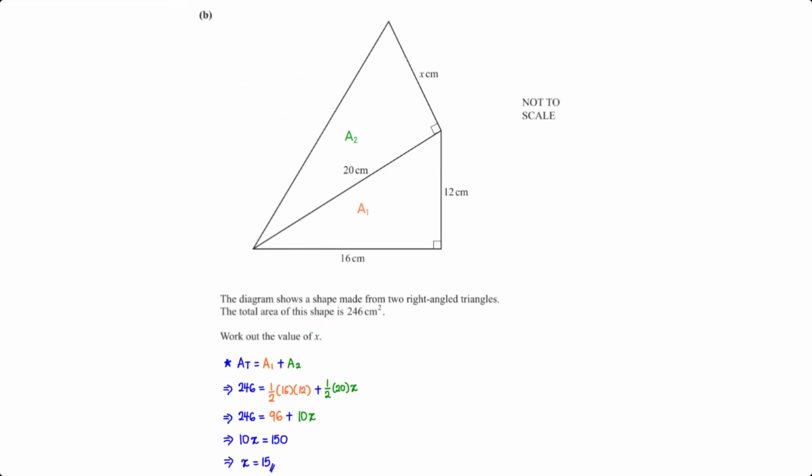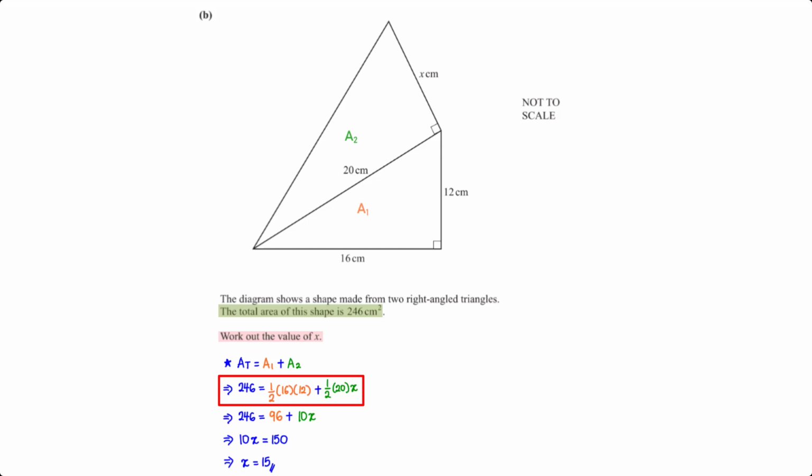The diagram shows a shape made from 2 right-angled triangles. The total area of this shape is 246 centimeters squared. Work out the value of x. The total area of the shape is equal to the area of the 2 triangles, which we have labeled as A1 and A2. We've been given the total area to be 246. A1 is half of its base, which is 16, times its height, which is 12.